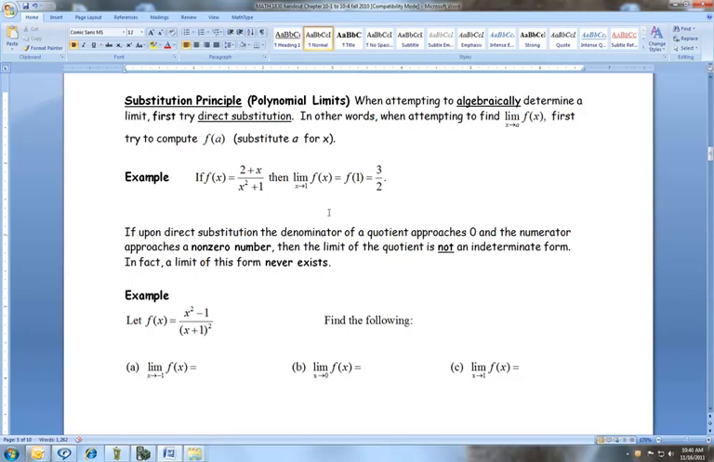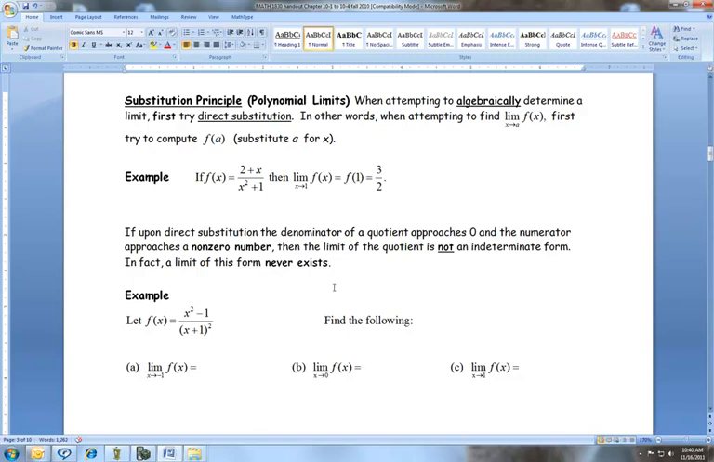Now, if upon direct substitution the denominator of a quotient approaches 0 and the numerator approaches a non-zero number, then the limit of the quotient is not an indeterminate form. In fact, a limit of this form never exists.